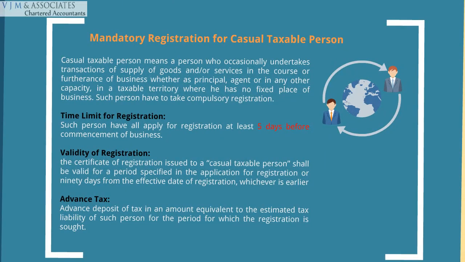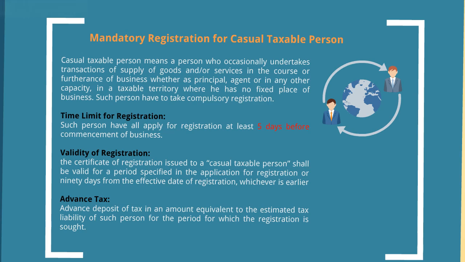Mandatory registration for casual taxable person. A casual taxable person means a person who occasionally undertakes transactions of supply of goods and or services in the course or furtherance of business, whether as principal, agent or in any other capacity, in a taxable territory where he has no fixed place of business. Such a person has to take compulsory registration. Time limit for registration. Such a person has to apply for registration at least 5 days before commencement of business.